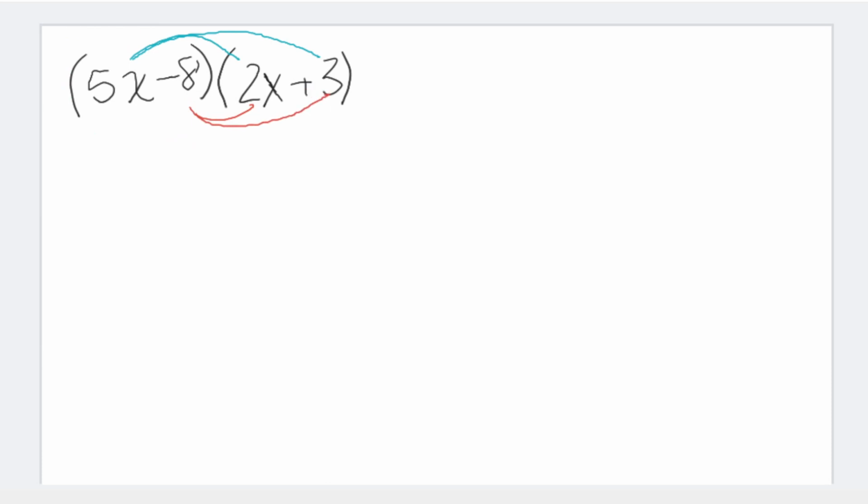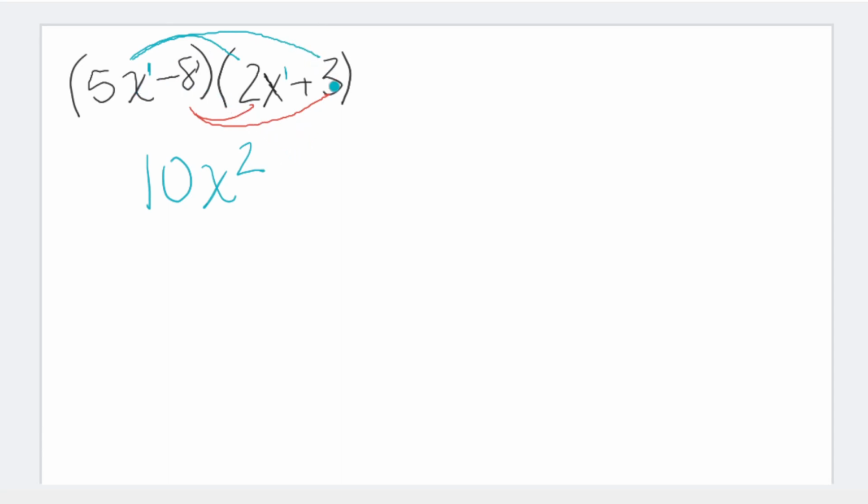When you have a binomial times a binomial, that is called foiling often. Some people also call it distribution or double distribution. All right, so when I do that, 5x times 2x is 10x squared. Notice I'm multiplying together the coefficients and then I'm adding the exponents. So these variables both have an exponent of 1. So that's where I'm getting x squared from.